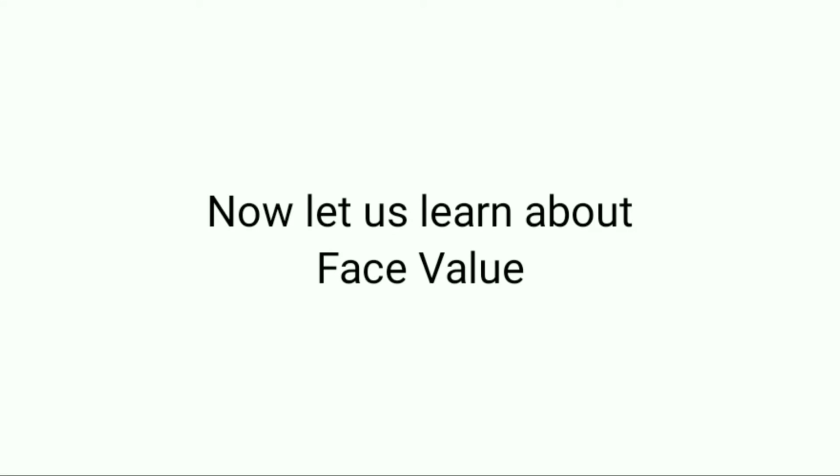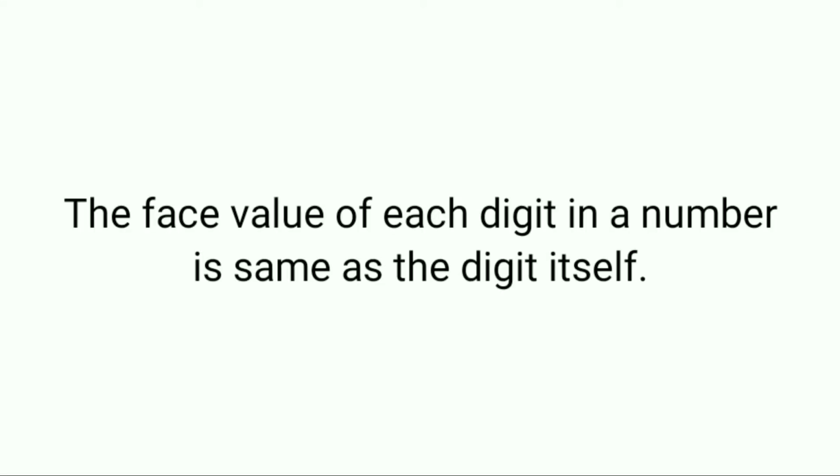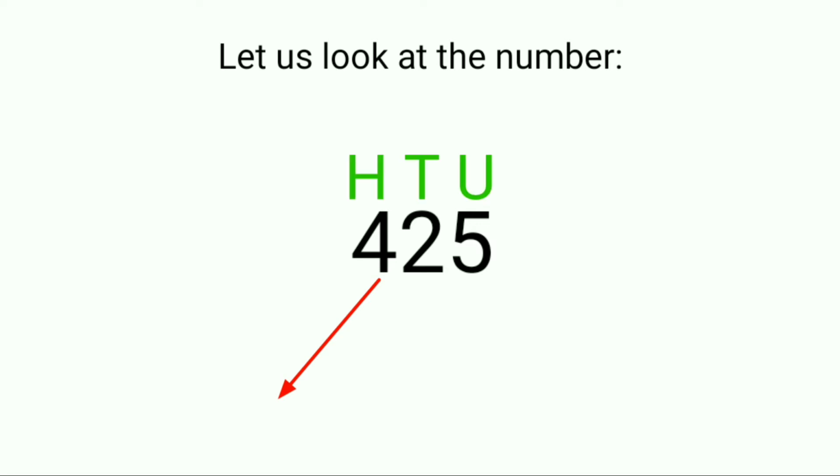Now let us learn about face value. The face value of each digit in a number is same as the digit itself. Let us look at the number 425. Face value of digit 4 in the hundred place is 4. The face value of digit 2 in the tens place is 2. The face value of the digit 5 in the units place is 5.